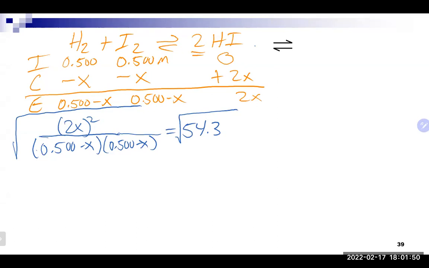If we square root the left-hand side, we end up with 2x on top and one of the 0.5 minus x on the bottom. And again, as I sometimes forget to do, we need to take the square root of 54.3 on the right-hand side, and that gives us 7.36885, taking it to a few digits. Any questions on that? Now, you absolutely could factor it out and do it that way. It should come out the same when it's all said and done.